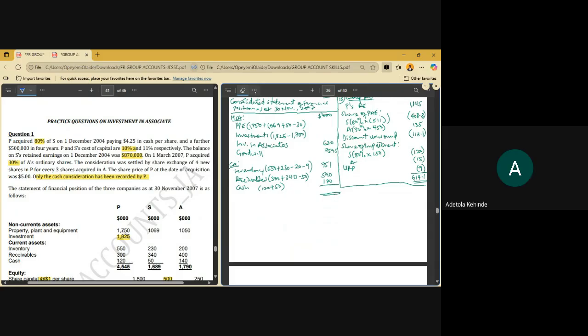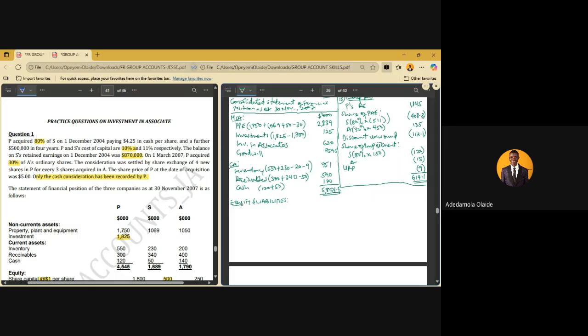PPE is 2,839. What about investments? That should be 125. So that's summation, that gives 5,854.5.